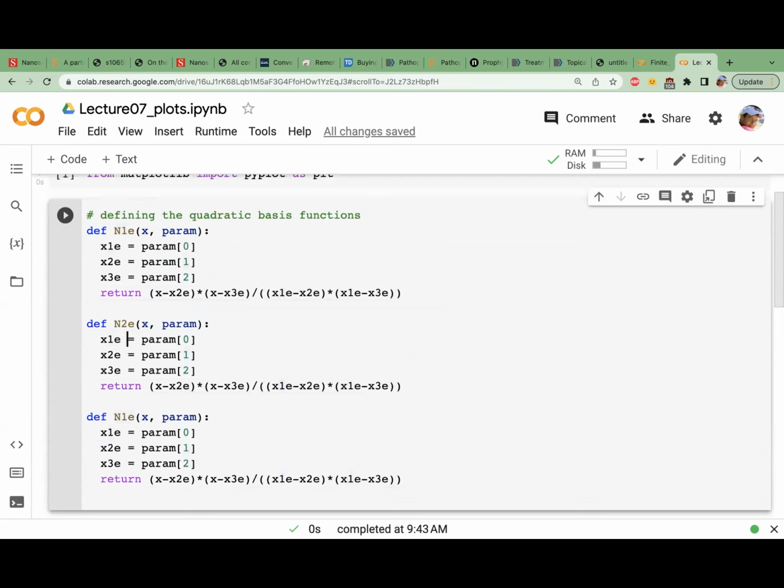I'll post this as lecture 7 material, and then we'll do more of this on Friday. So the second shape function should be 0 at x1 and x3, and then just normalizing so that it's 1 at x2. And the third one should again be 0 at x1 and x2, and then I just normalize.